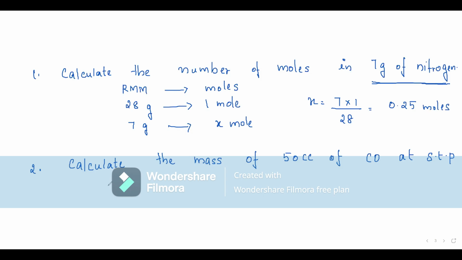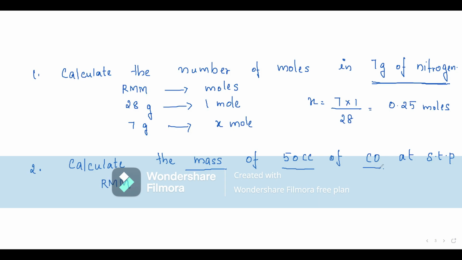Look at the next one. Calculate the mass of 50 cc of carbon monoxide at STP. So as you read 50 cc and mass of carbon monoxide, what is the relation? You are comparing the mass RMM.